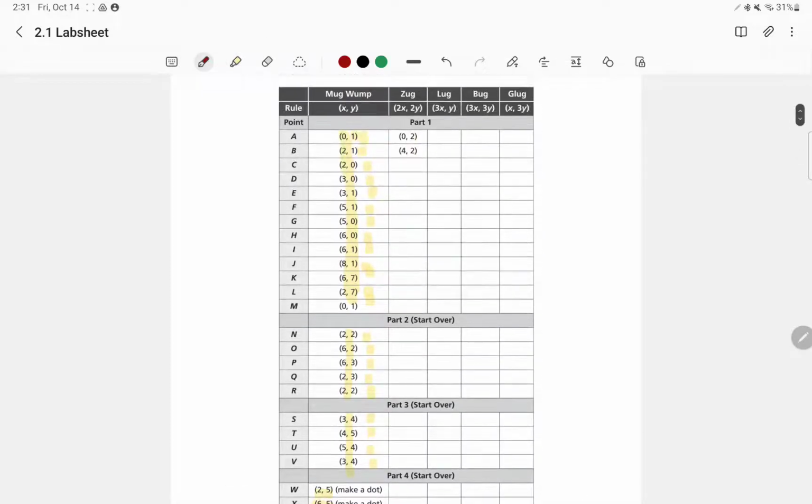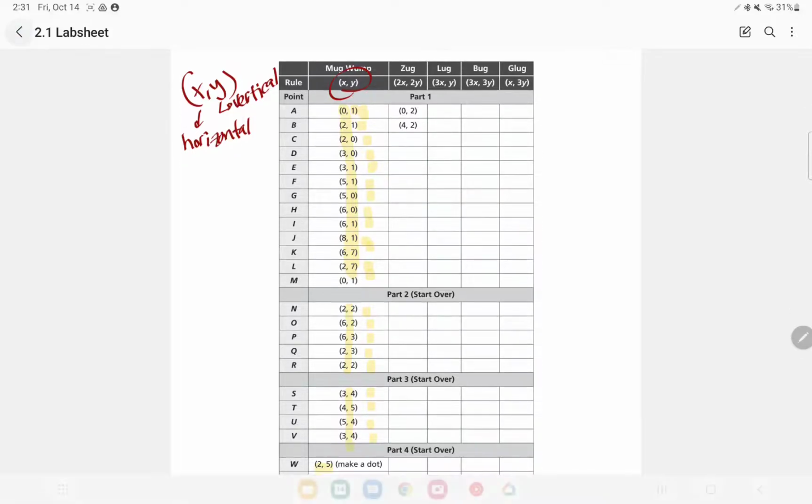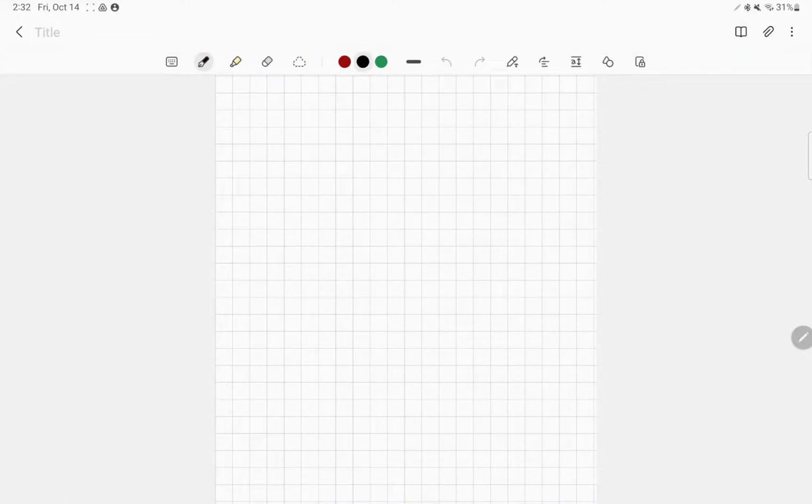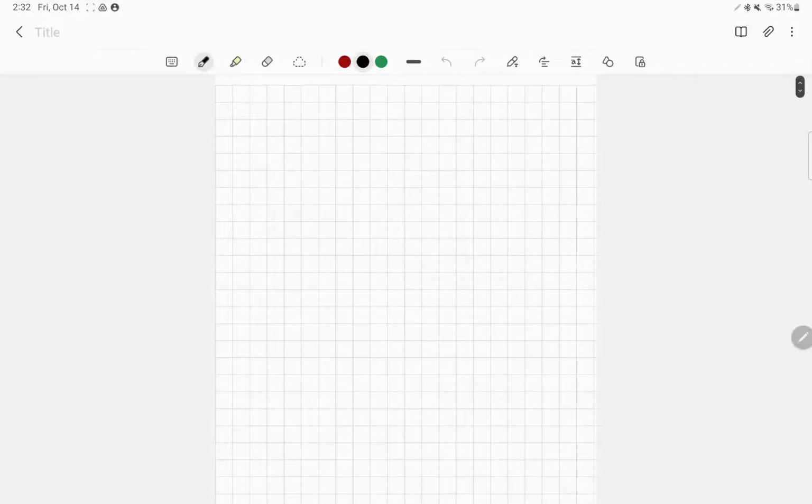A couple things you have to remember: these coordinates are always given as x, y. X is your horizontal, and y is your vertical. So always be aware that the x is horizontal and comes first, and the y is vertical and comes next. Now let's take a look at preparing our graph paper. You're going to need a lot of space, so I would use the entire length of your graph paper and go ahead and make my axes.